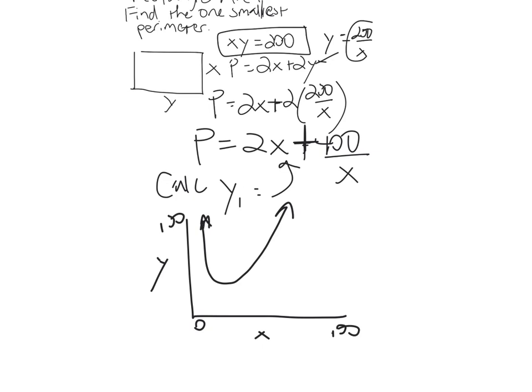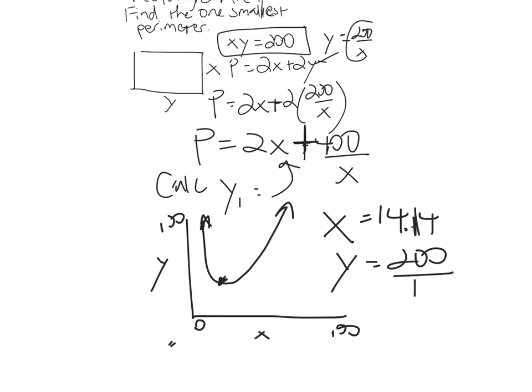It's a rational function with a slant asymptote. There's actually another part of it down here, but we don't care. And then our minimum is right here. I did second trace, calculate the minimum, and I got that x was 14.14. Then we want the dimensions, so we go back and plug that in. y is equal to 200 divided by 14.14.